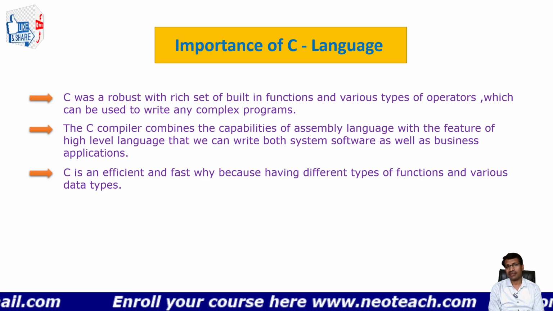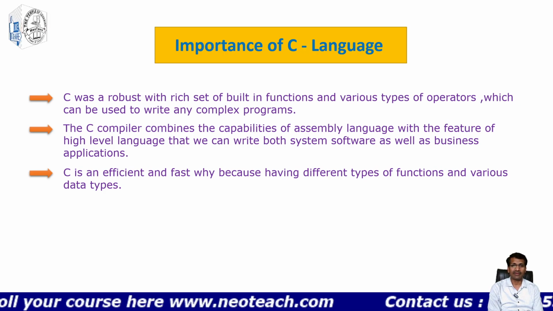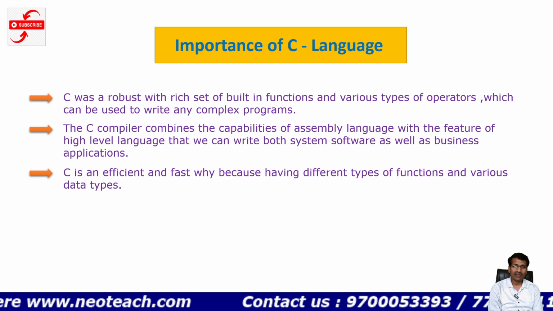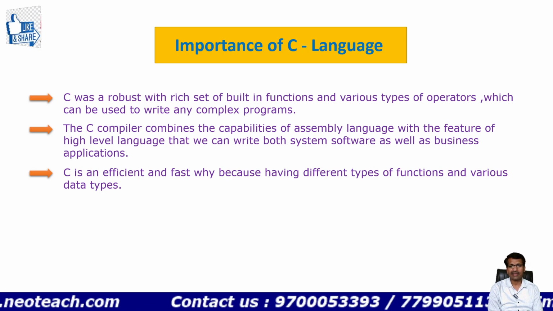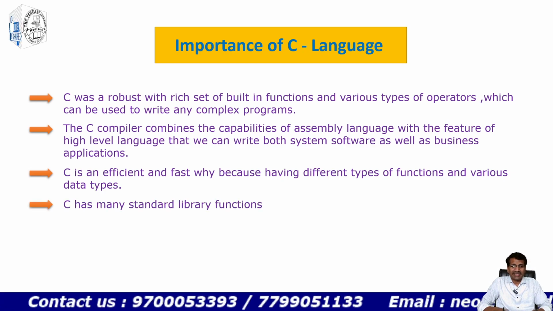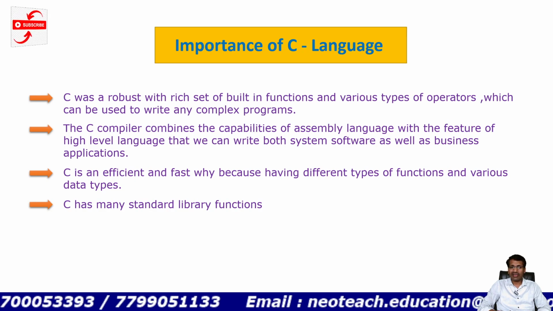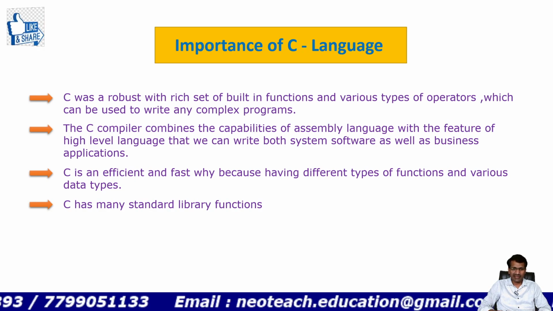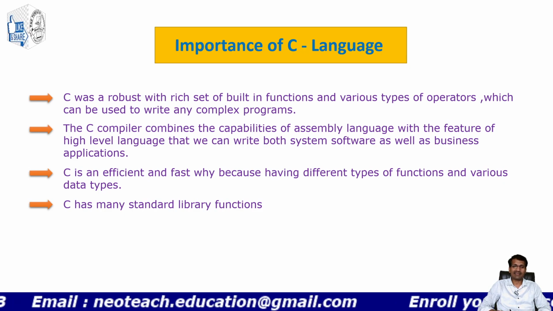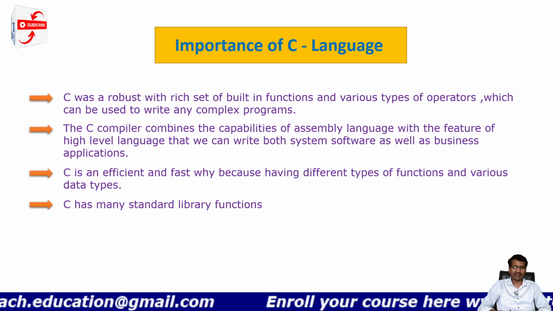And it is fast executable, because we use a compiler to execute the C program. The compiler executes slowly, but generation of output becomes very fast. That's what we call fast executable. And one more point is that C has many standard library functions. Dennis Ritchie already designed a lot of functions, as I said earlier, and many built-in functions are available in the system library. This is one of the best importances of C.